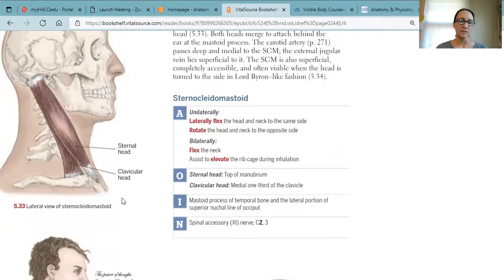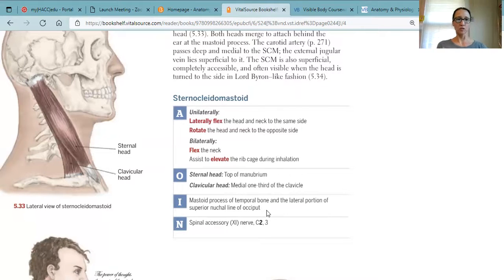And if we're talking specifics, the sternal head is actually the top of the manubrium of the sternum here. And the clavicular head is the medial 1/3 of the clavicle. The insertion is the mastoid process of the temporal bone. Of course it is. And the lateral portion of the superior nuchal line. I just mentioned its relationship to trapezius, so that should be no surprise.